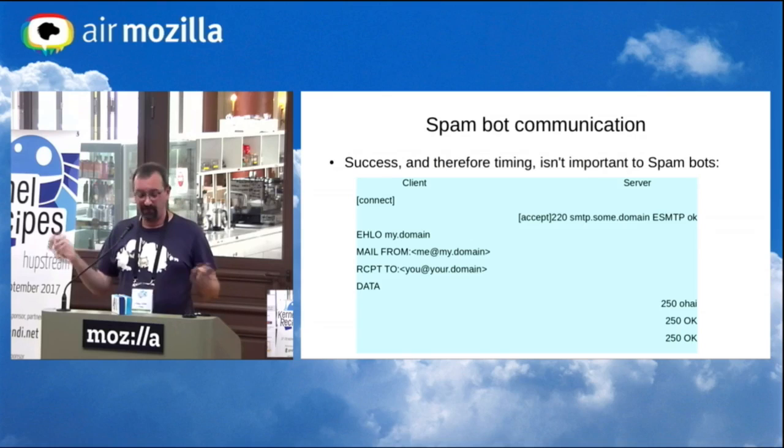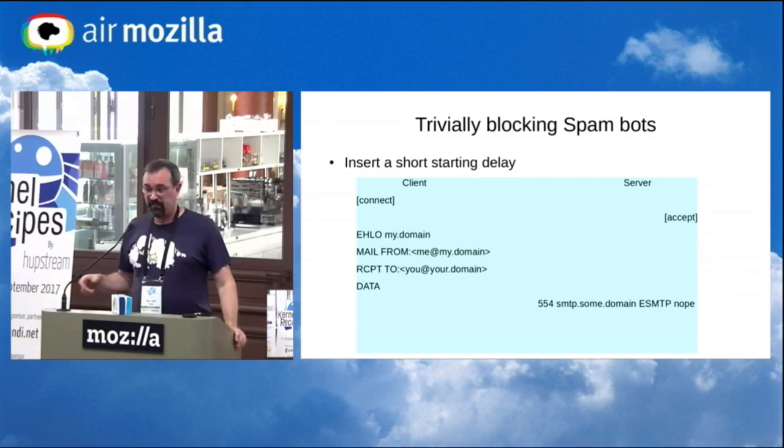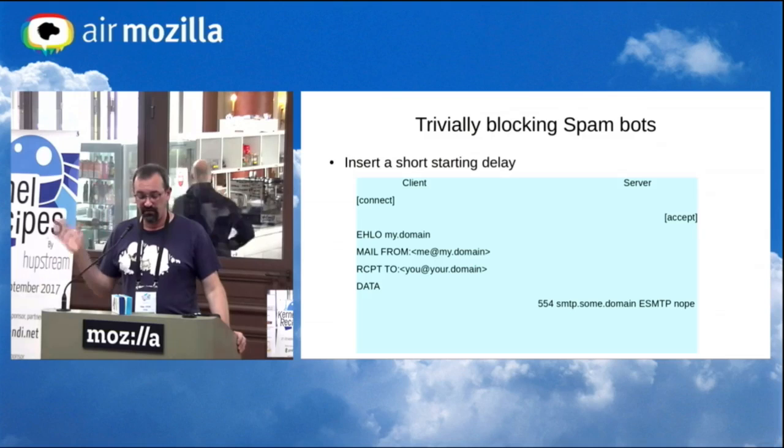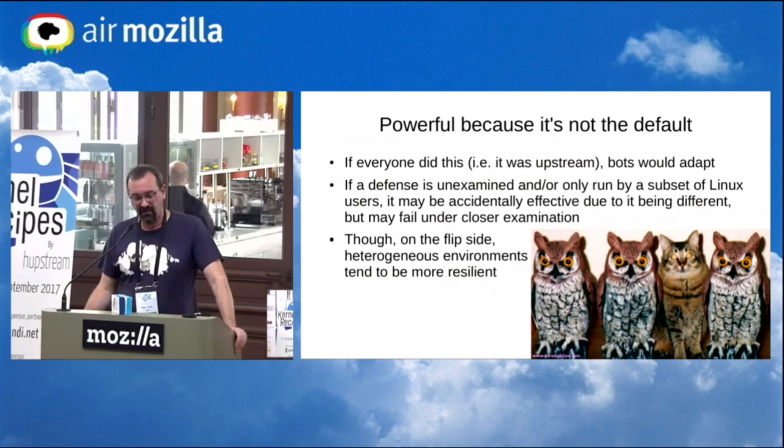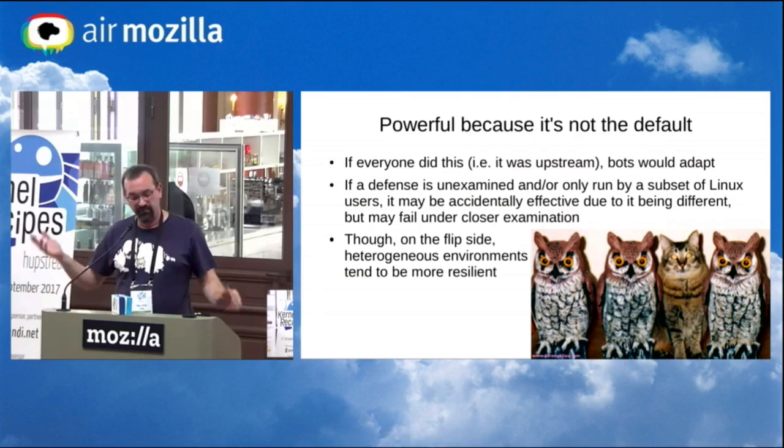This is really easy to block. As a server, you just pause briefly between your accept and your banner, and if you receive any text, they're in violation of the SMTP protocol, and you can drop the connection. This is super easy, very, very simple. But it's not the default. It's very effective because it's not the default. If everyone did this, i.e. if it were upstream, spammers would adapt because they'd see it everywhere.